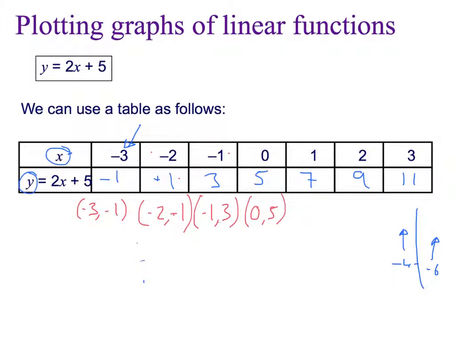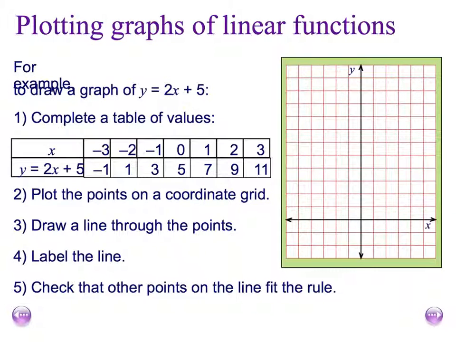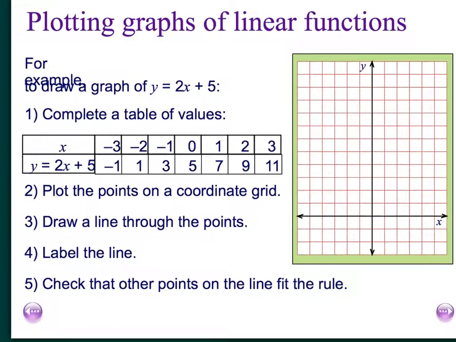So moving forward, with these points, we can then draw our graph. And I'm going to plot these points. So -3, -1. That's my first point. -2, 1. -1, 3. 0, 5, that means I don't move and I just go up 5.